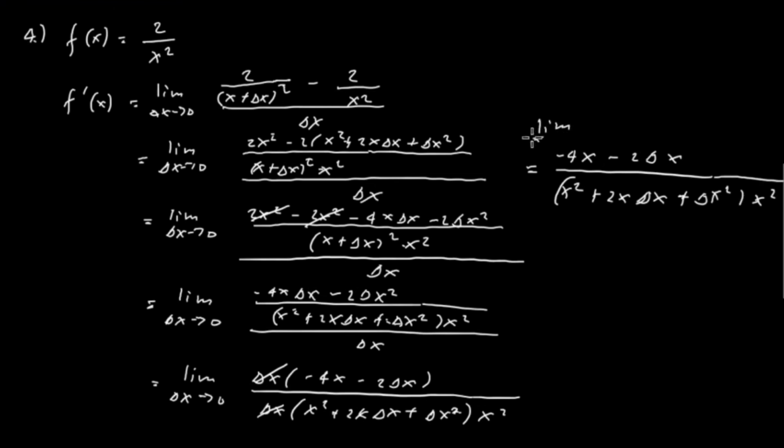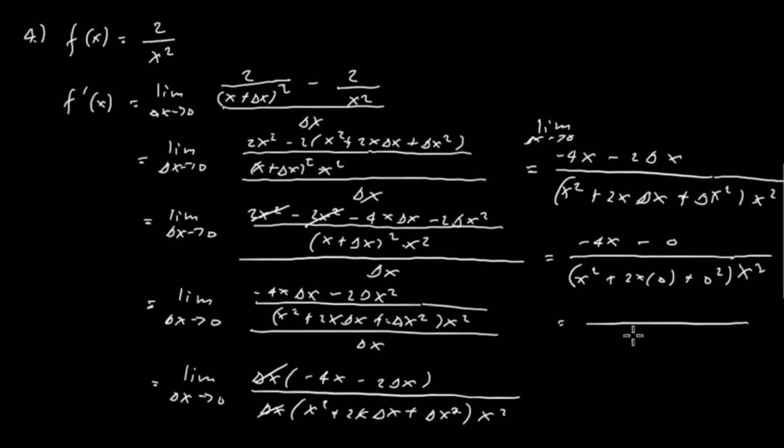The limit as delta x approaches 0, and we change delta x to 0, which means negative 4x minus 0, and divide by x squared plus 2x times 0 plus 0 squared, and multiplied by x squared. And the denominator, we have x squared times x squared and negative 4x. We cancel out x and x, so this one is cancelled out. The remaining is negative 4 over x times x squared, which is x cubed, so the derivative of the function is equal to negative 4 over x cubed.